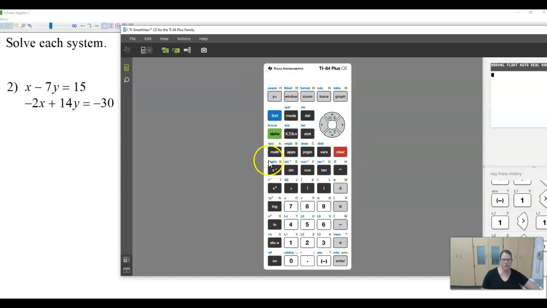So again, you're going to first access this matrix key here by pushing the blue and then matrix. You're going to go over to math, and then you're going to go down until you highlight RREF, and you're going to hit enter. That's going to bring up the operation that's going to simplify our matrix. Now that we have that operation in there, we need to enter our matrix. So in order to do that, we're going to hit this F3, which is alpha zoom, so that gives us the F3.